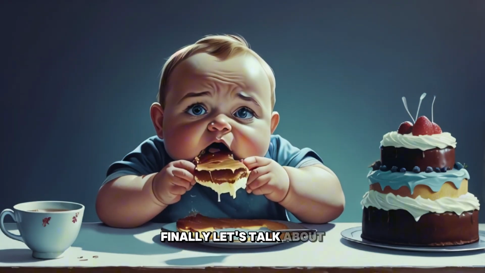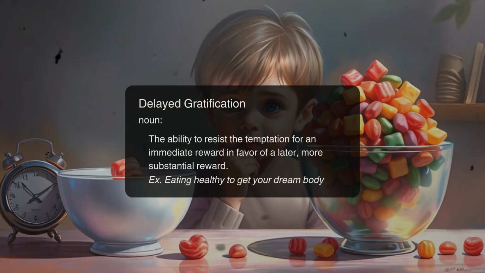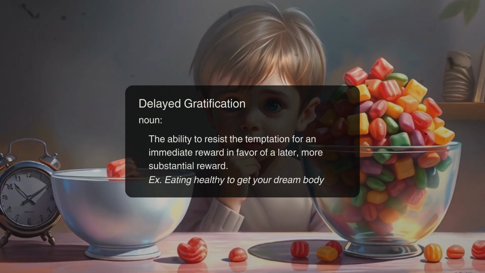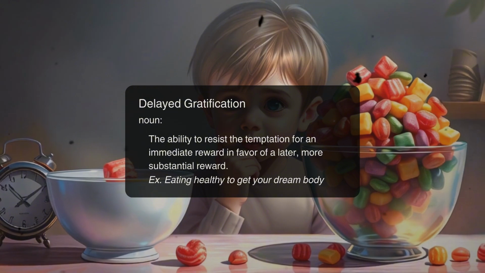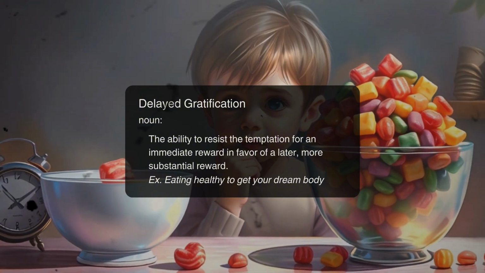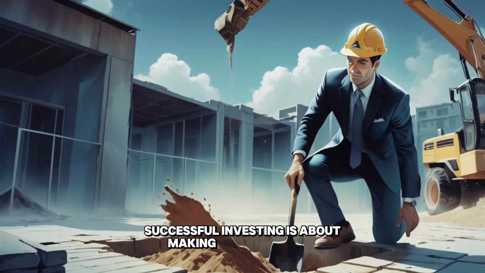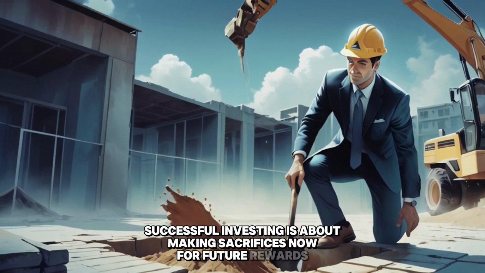Finally, let's talk about delayed gratification. Delayed gratification refers to the ability to resist the temptation for an immediate reward in favor of a later, more substantial reward. Successful investing is about making sacrifices now for future rewards.